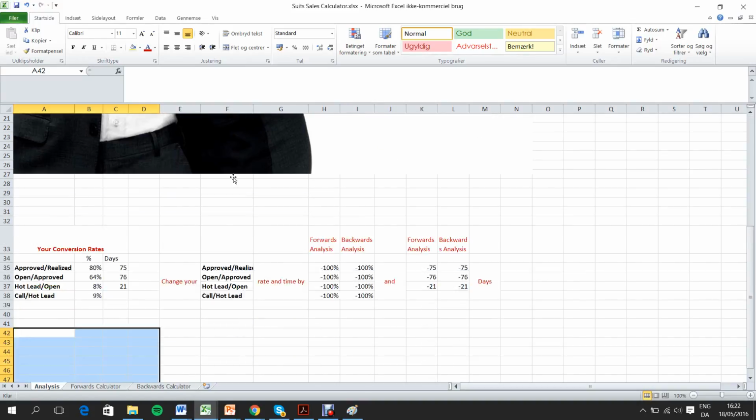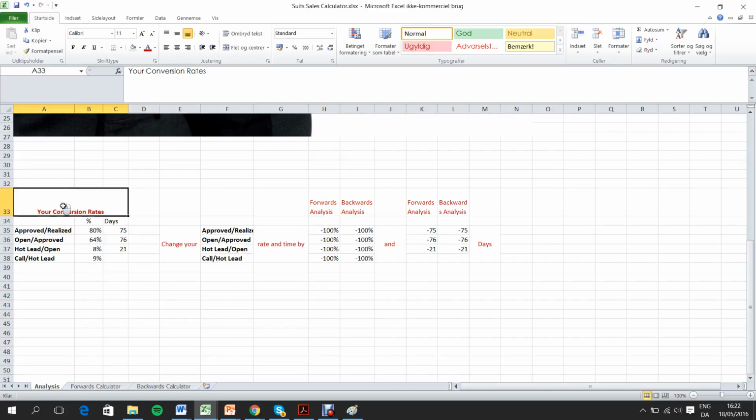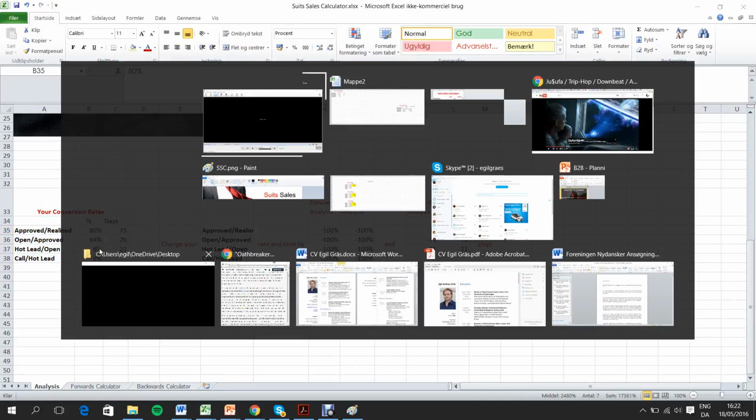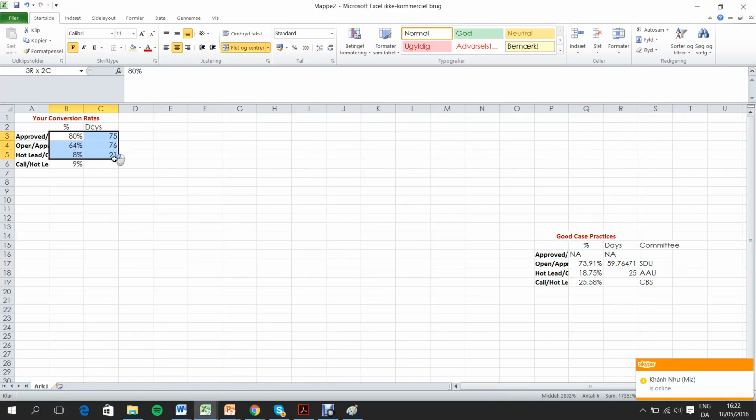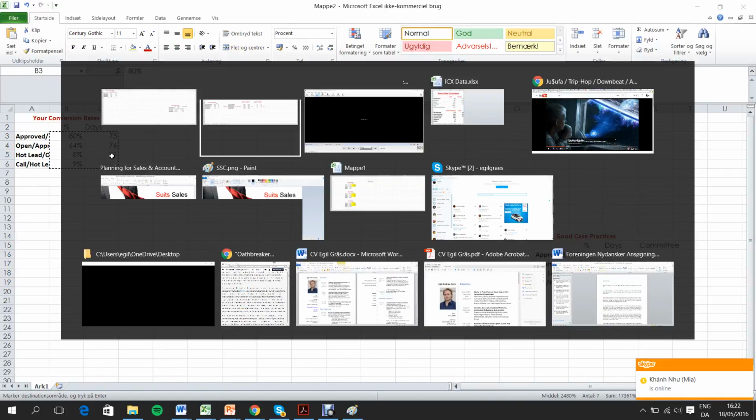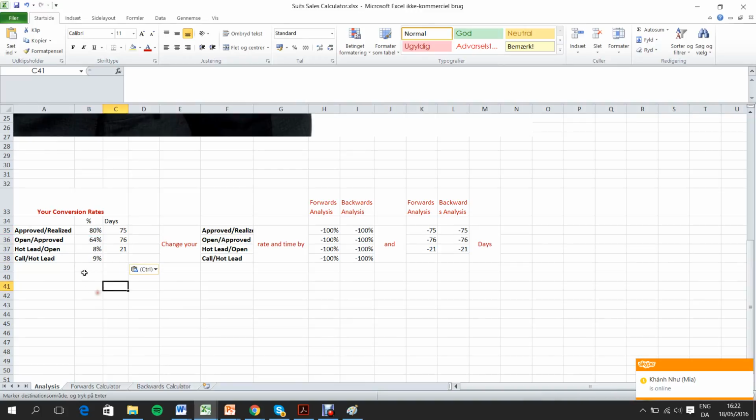So let's start. First thing we want to look at here is our conversion rates. You should have gotten an email now that actually includes your own conversion rates. So I'm just gonna take them from here. I already did put them in, but I'm just gonna put them in here anyway. Amazing. So these are the conversion rates. What do they mean?